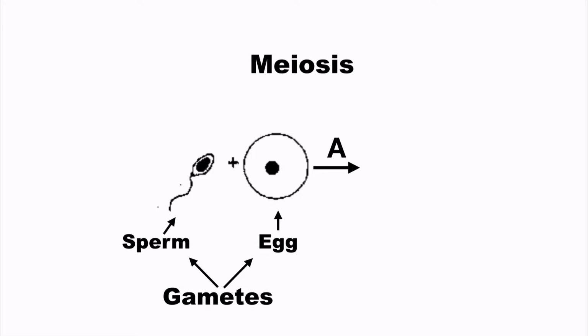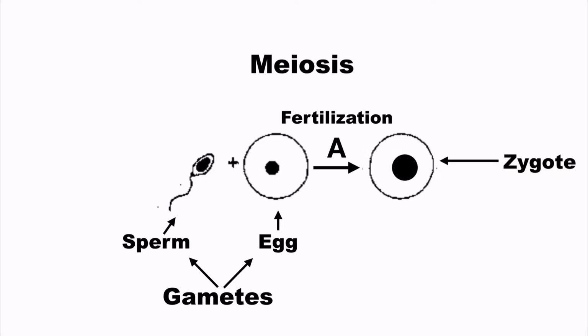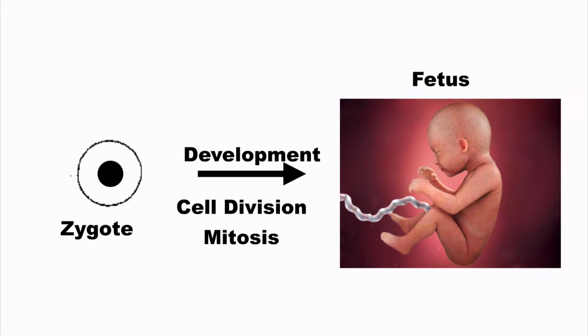So shown here we have a sperm, which is one male gamete, and the egg, which is the female gamete. They combine in a process known as fertilization that produces a zygote. And the zygote is the combination of the sperm and egg nuclei. They fuse together. And that zygote will develop into a fetus in the human development process.